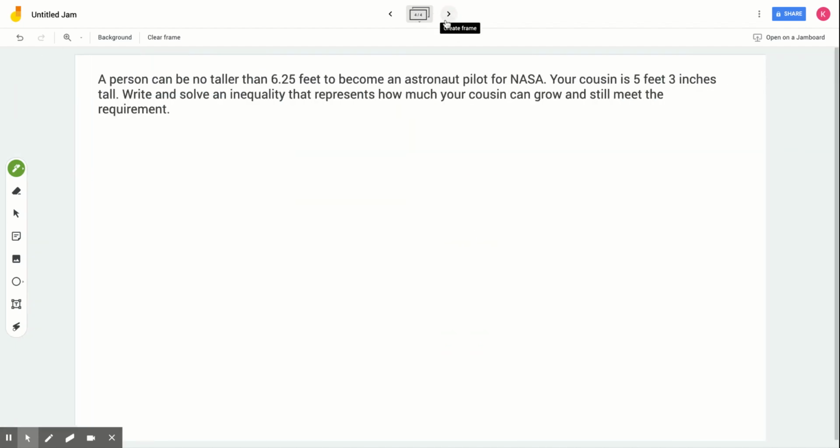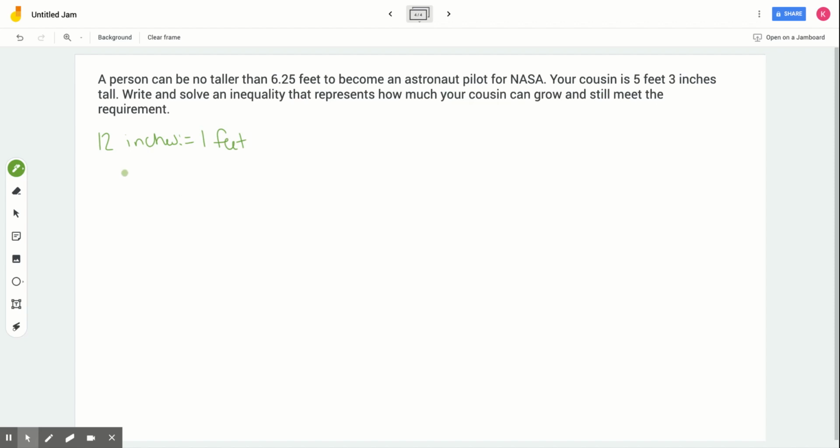Now on the last one for today, it says a person can be no taller than 6.25 feet to become an astronaut pilot for NASA. Your cousin is 5 feet 3 inches tall. Write and solve an inequality that represents how much your cousin can grow and still meet the requirement. First of all, we need to think about 6.25 feet and 5 feet 3 inches. We have to get them in the same format. So we know that 12 inches equals 1 foot. We're going to start there. We know that is a fact.